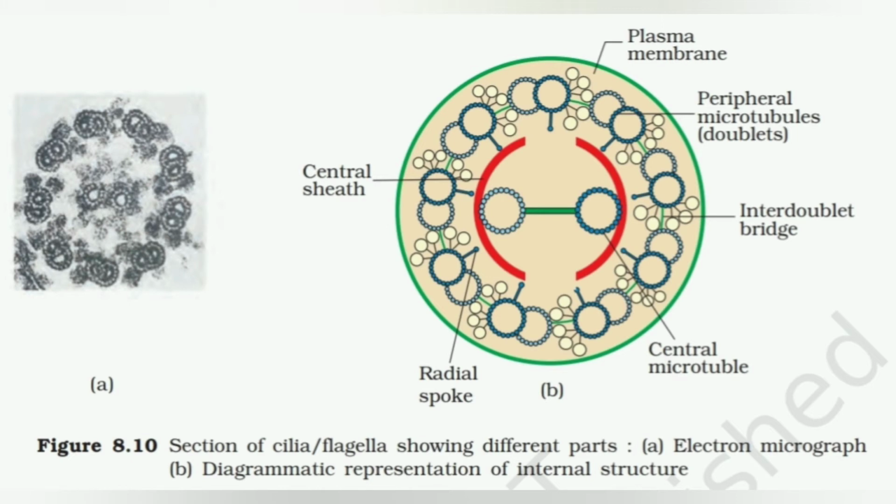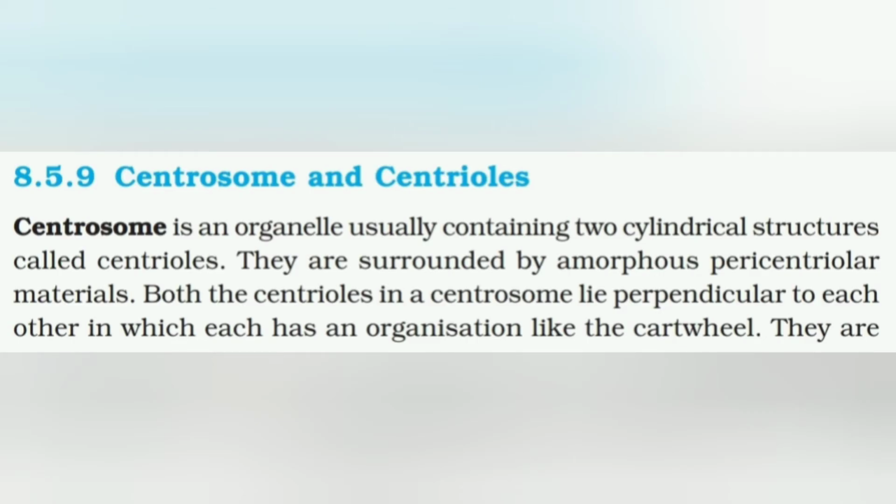Here is the diagrammatic representation and electron micrograph of the cilia or flagella. We can see in the diagram how the plasma membrane is covering all the doublets. There are 9 pairs, that is 9 doublets, of peripheral microtubules. At the center are the central microtubules. The red colored sheath is the central sheath, and radial spokes are there. All the doublets are connected by the interbridges.